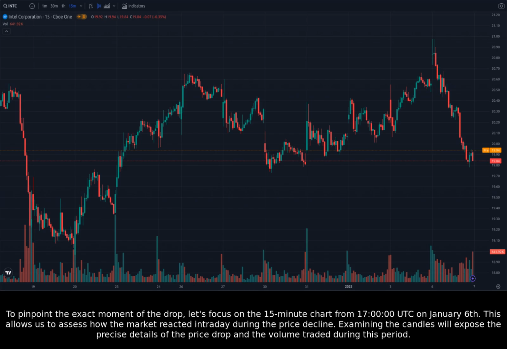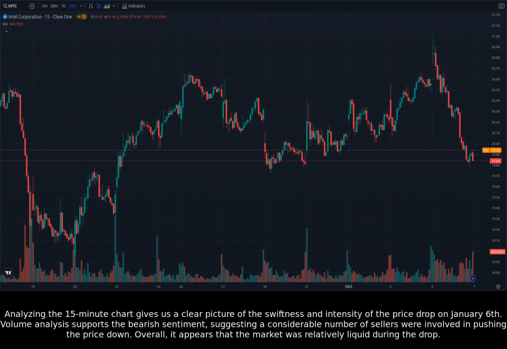To pinpoint the exact moment of the drop, let's focus on the 15-minute chart from 17 o'clock Universal Time Coordinated on January 6th. This allows us to assess how the market reacted intraday during the price decline. Examining the candles will expose the precise details of the price drop and the volume traded during this period.